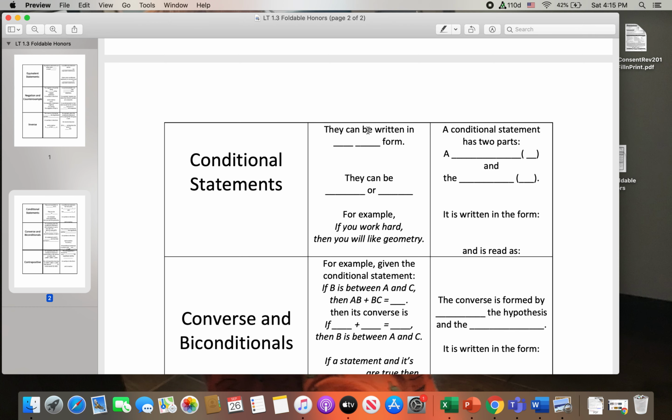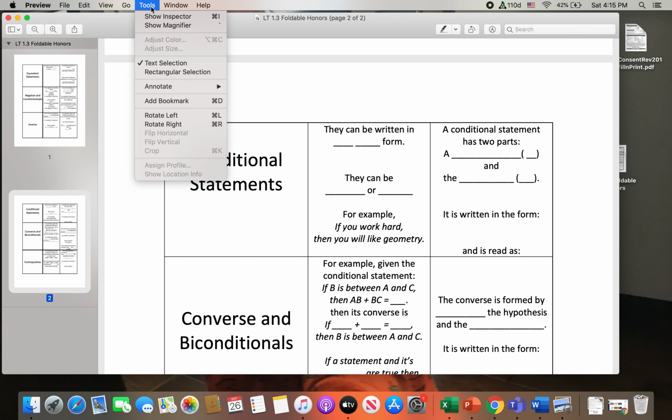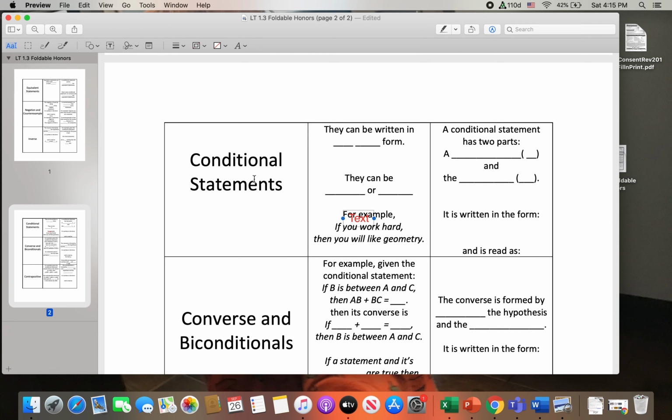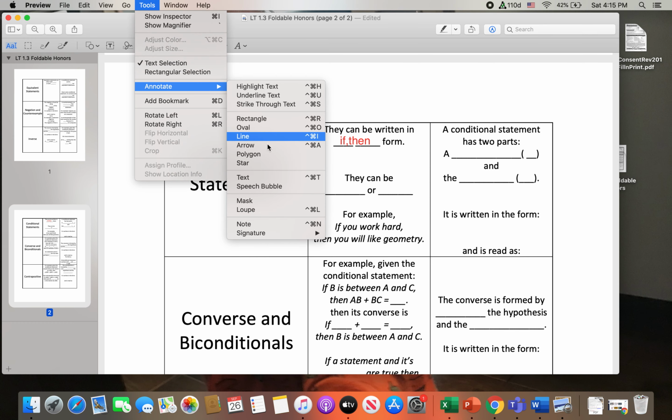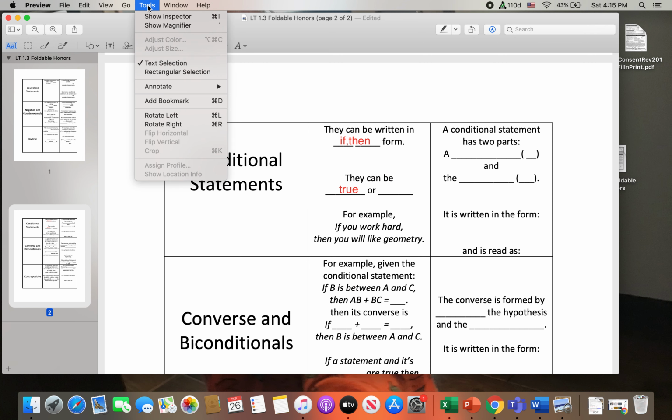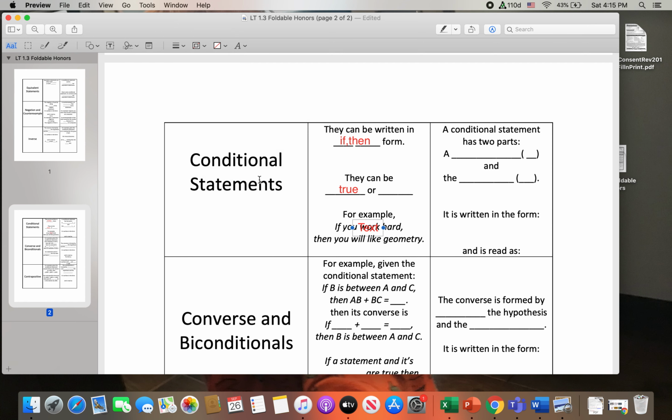Conditional statements can be written in the form of if-then, a sentence that starts if something, then something. That is called a conditional statement. If-then. These statements can be either true or false. We don't go into that as much as you would if you were taking logic, but it's an interesting thing to look at with each sentence, if it's true or if it's false.